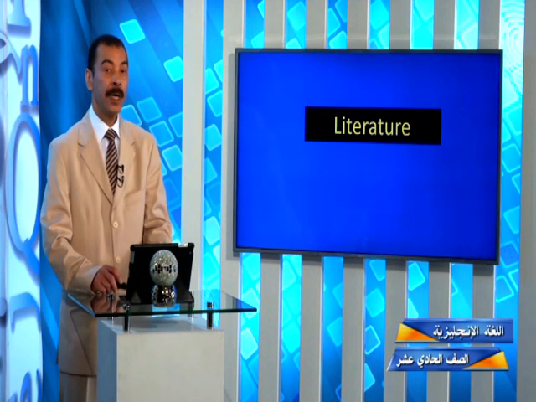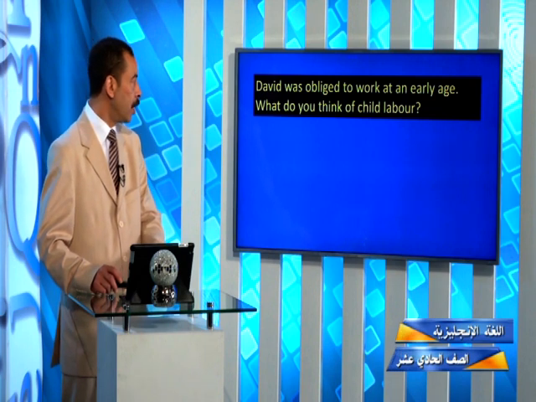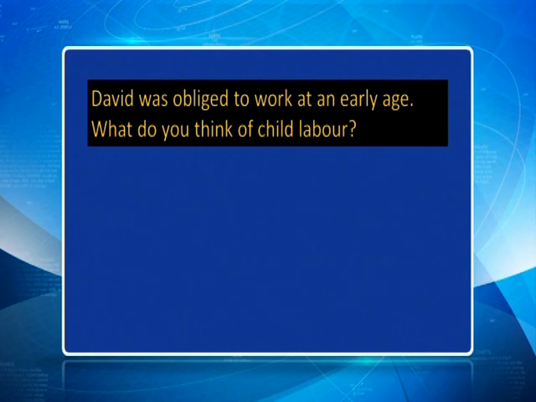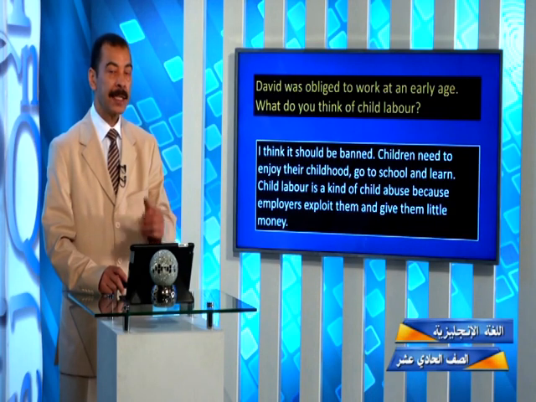And now we move to literature, which is the story you have at the end of your books, about David Copperfield. And you have general questions like, for example, we can say one of this. David was obliged to work at an early age. What do you think of child labor? Possible answer to this question could be, I think it should be banned, that is forbidden. Children need to enjoy their childhood, go to school and learn. Child labor is a kind of child abuse because employers exploit them and give them little money. So this is why we should be against child labor.